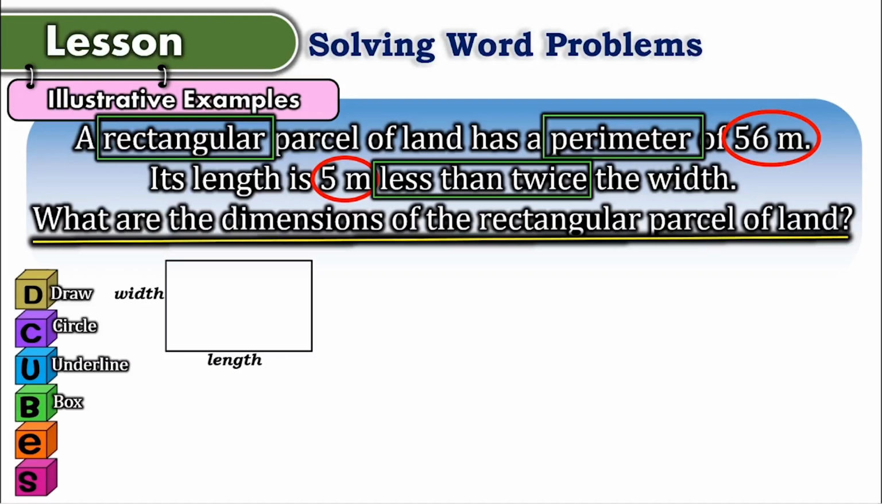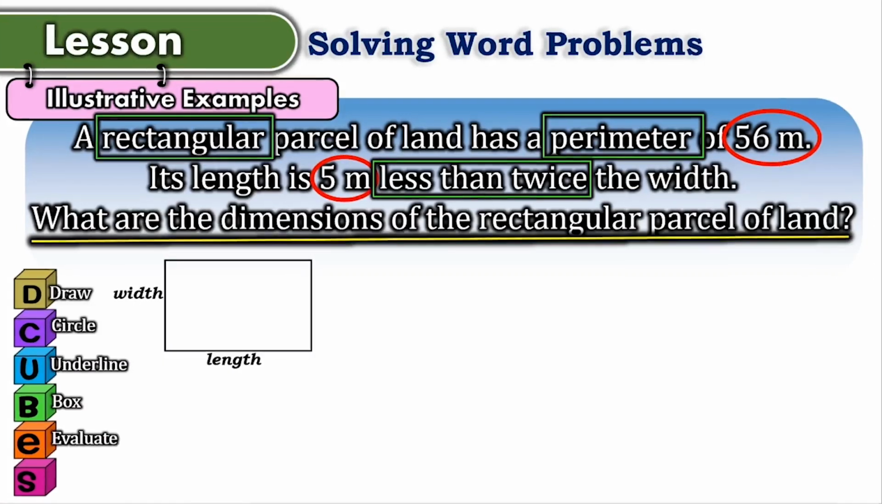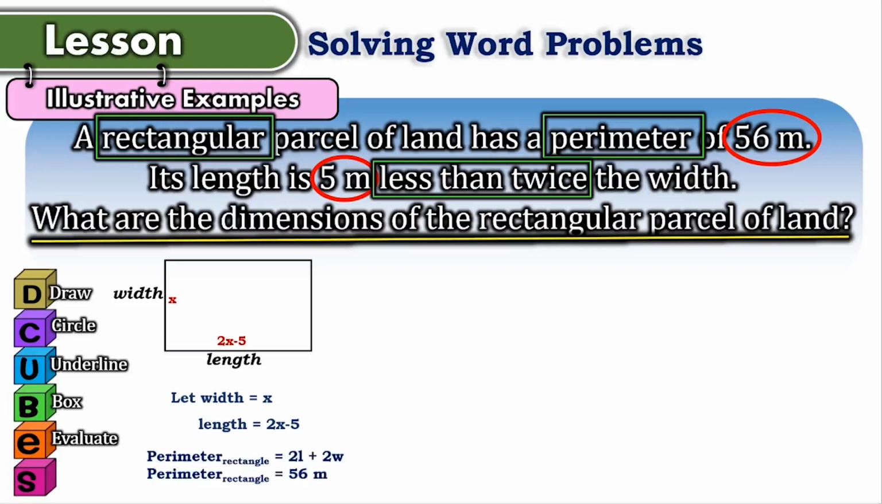Using the first 4 steps, let's evaluate the problem. Since the length is 5 meters less than twice the width, then we can let the width be equal to x and the length be equal to 2x minus 5. Given in the problem is the perimeter of 56 meters, and the formula in finding the perimeter of a rectangle is twice length plus twice width.